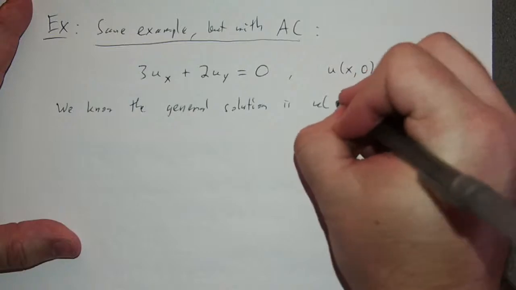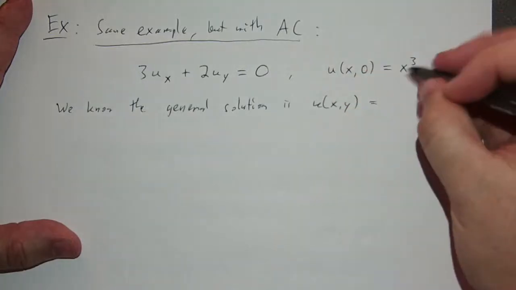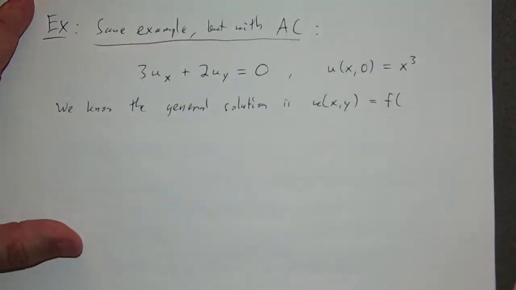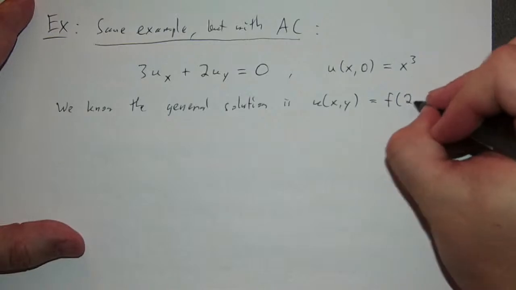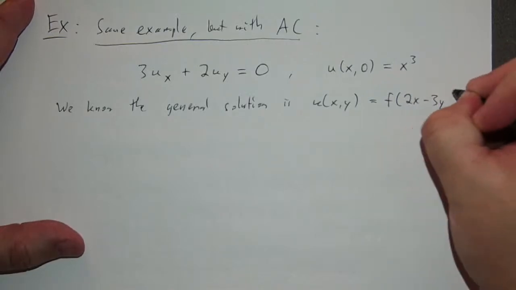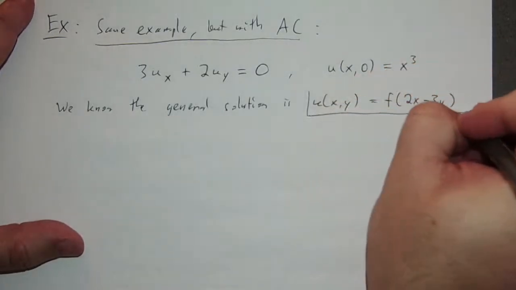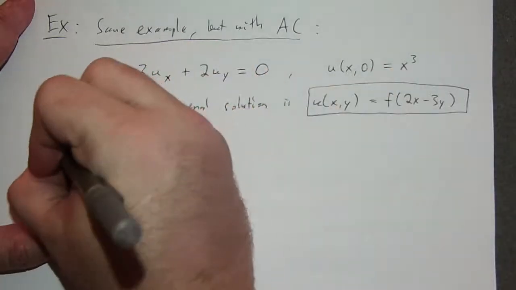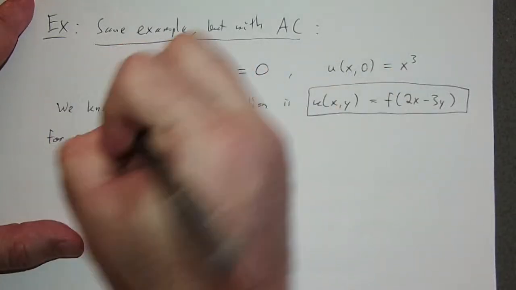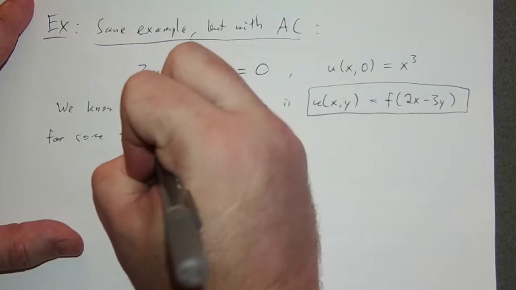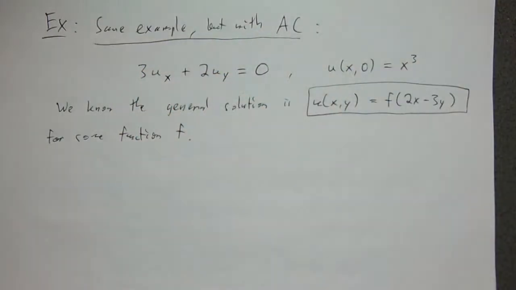is u of x, y is some function. Here we have specific values for a and b, so this is f of 2x minus 3y for some function f. Now we want to determine exactly what this f should be.